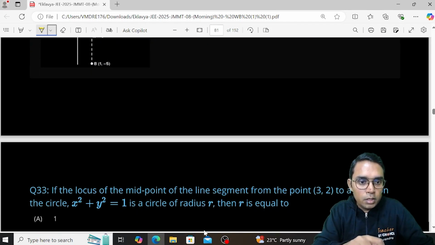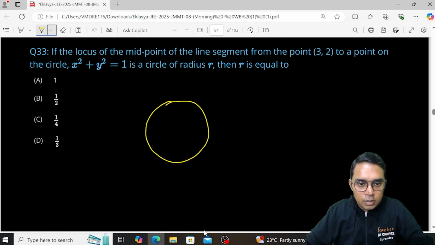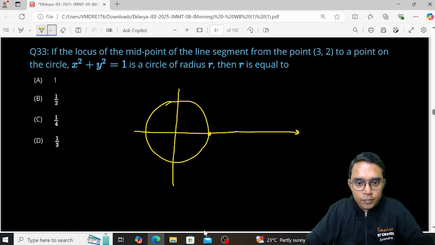Question number 33. The locus of midpoint of line segment from (3, 2) to a point on the circle. Okay, this circle is a unit radius circle, center at origin. Whereas (3, 2) would be somewhere here, if this is 1. So 2 here, 3 here, 1 and 2 here, approximately the (3, 2) point. Okay. Now we have to find the locus of those points which are midpoint of the line segment joining this point to a point on the circle, P.